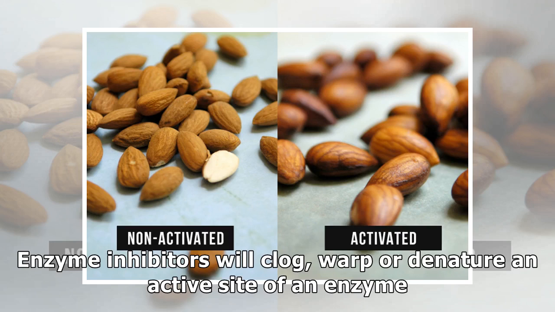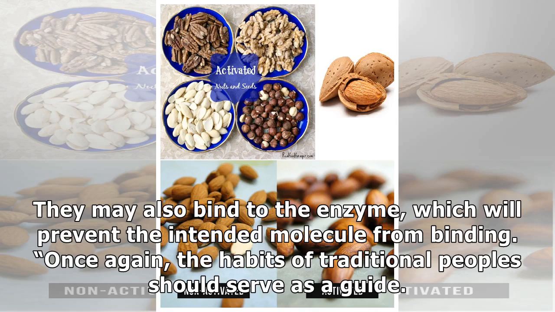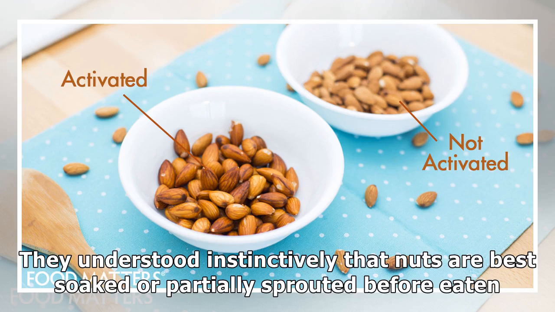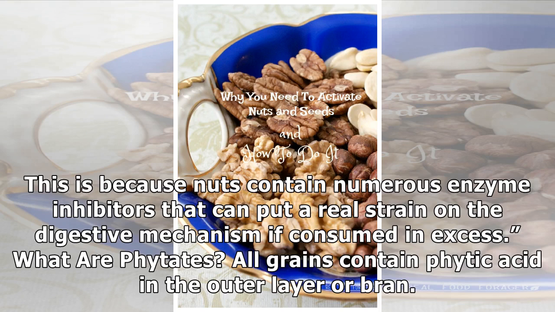Enzyme inhibitors will clog, warp, or denature an active site of an enzyme. They may also bind to the enzyme, which will prevent the intended molecule from binding. Once again, the have-nots of traditional peoples should serve as a guide. They understood instinctively that nuts are best soaked or partially sprouted before eaten. This is because nuts contain numerous enzyme inhibitors that can put a real strain on the digestive mechanism if consumed in excess. What are phytates?